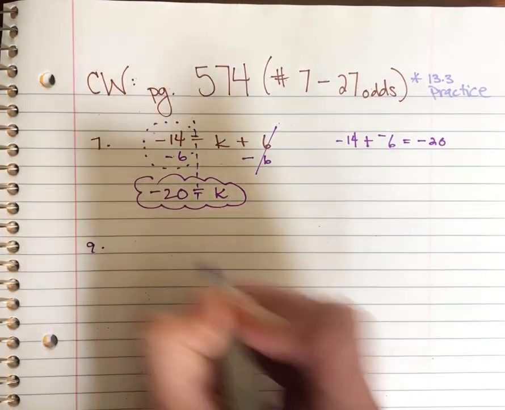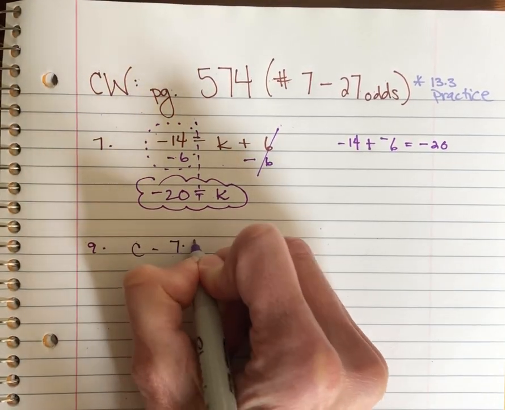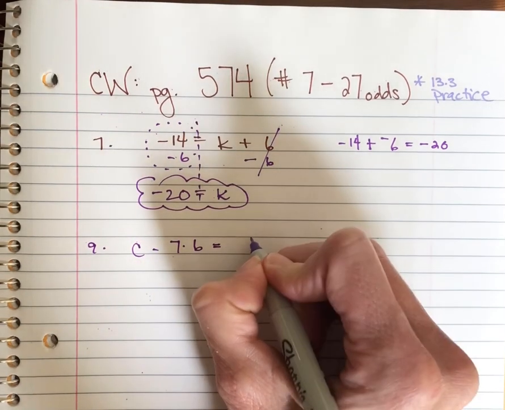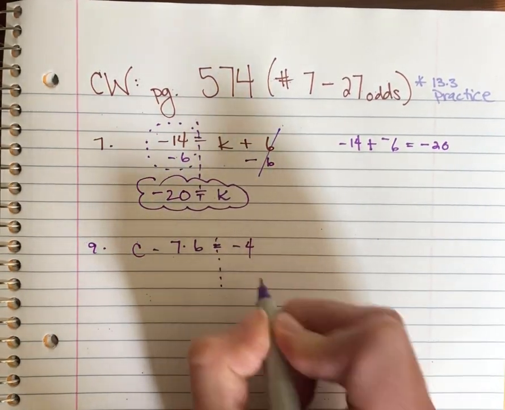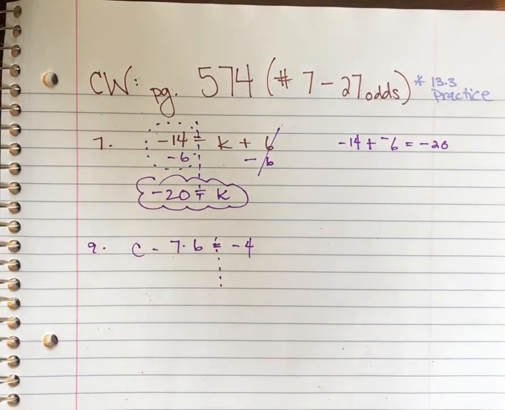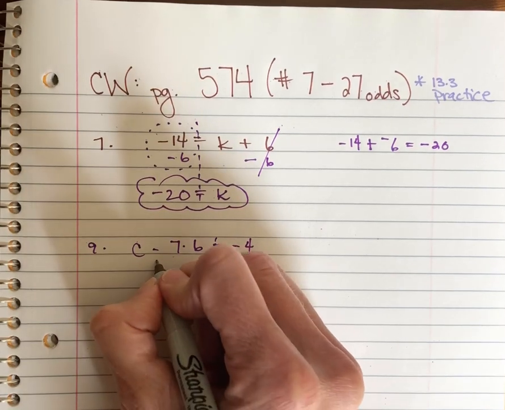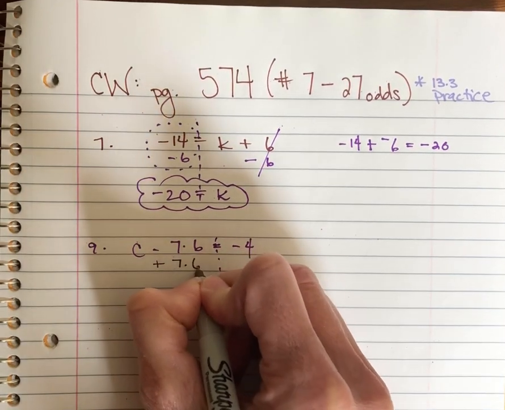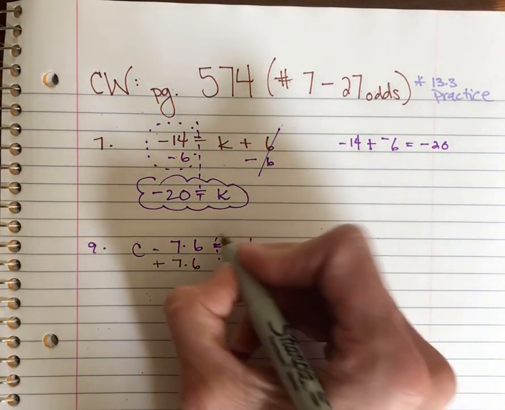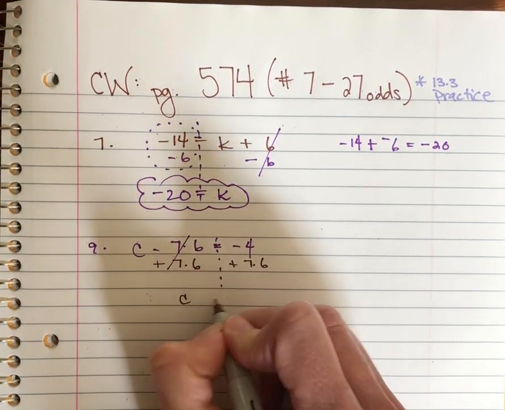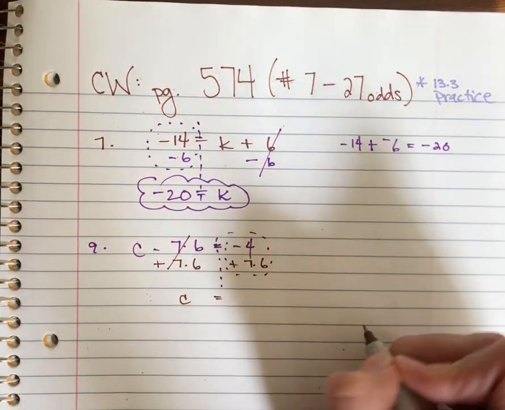Number 9. Number 9 is c minus 7.6 equals negative 4. Dotted line down the equal sign. Here's our variable. Right now, we're subtracting 7.6. We want to get c alone, so we do the inverse of that, which is adding, and we're going to show it on both sides. Okay? Inverses cancel. C is isolated, exactly what we want. This is what we have to solve, and we need to be careful.